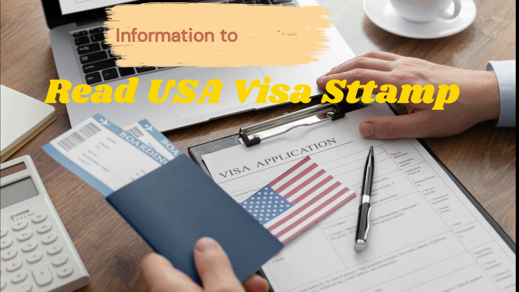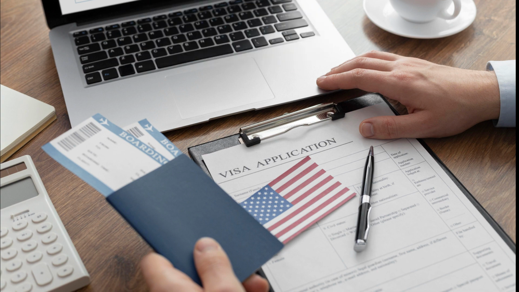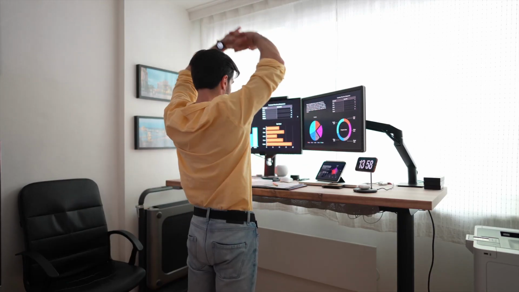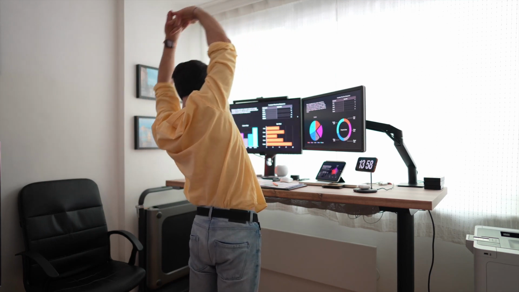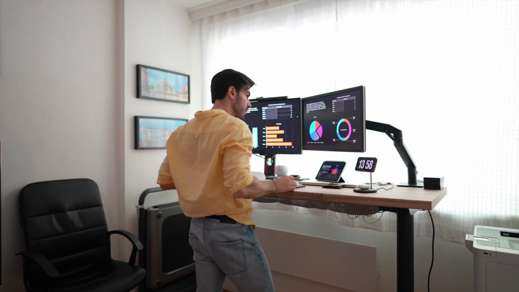When you are granted a visa by a US embassy or consulate, you will most likely end up with a US visa stamp inside your passport. Knowing how to read a US visa stamp is valuable for any visa holder, as inaccurate information could prevent you from being able to enter the US.